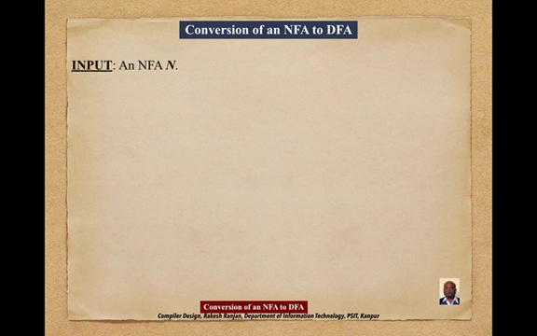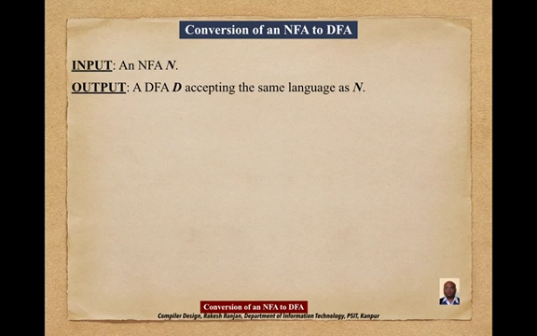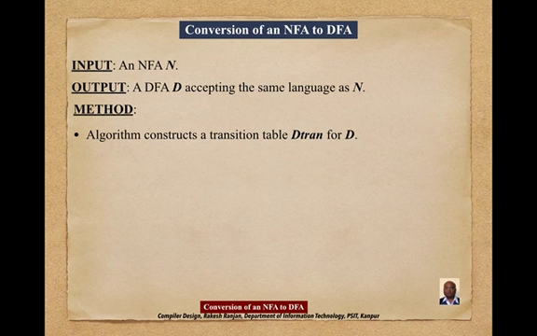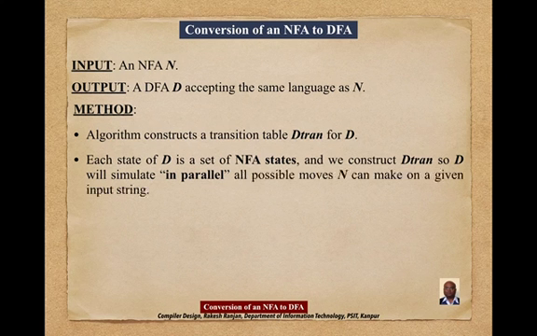The algorithm will take an NFA N as input, and the output will be a DFA D, which will accept the same language that is accepted by the NFA N. The method: the algorithm constructs a transition table DTran for DFA D. Each state of the DFA is a set of NFA states, and we construct DTran for DFA D. So D will simulate in parallel all possible moves NFA N can make on a given input string.